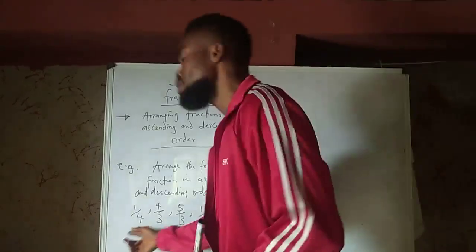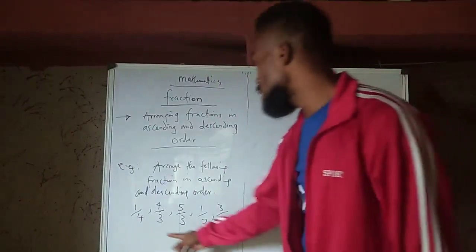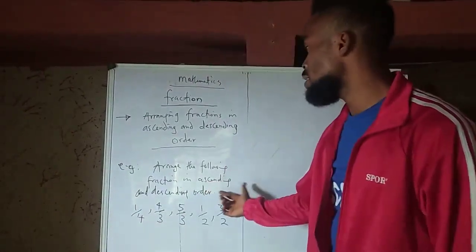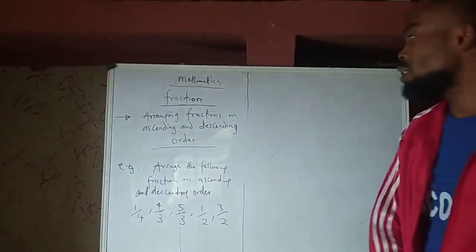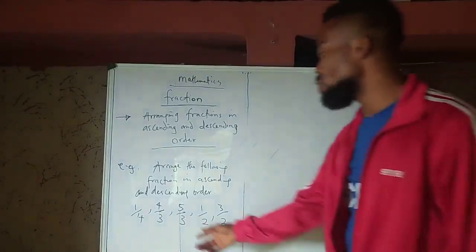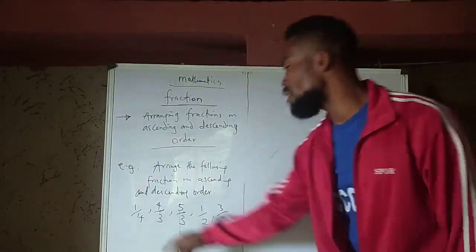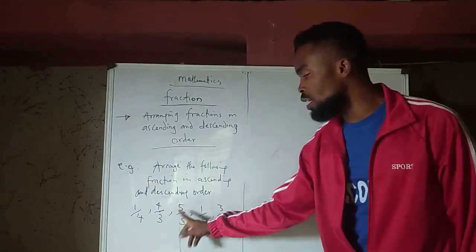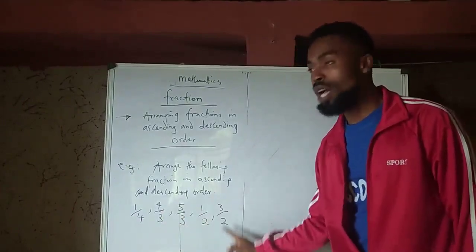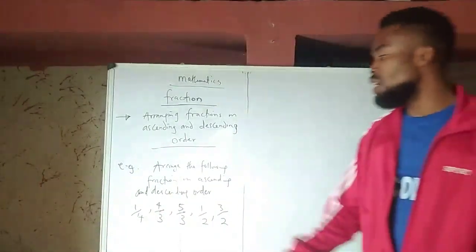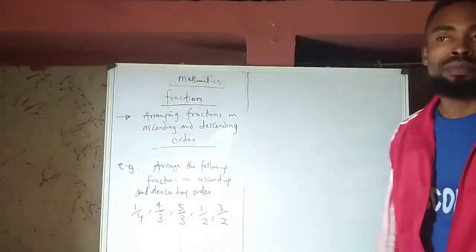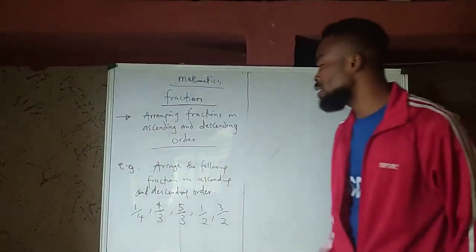Okay, so let's look at how we can arrange fractions in ascending and descending order. That's what we want to do. These are the fractions: 1 over 4, 4 over 3, 5 over 3, 1 over 2, and 3 over 2. How do we now arrange all these fractions in ascending order?